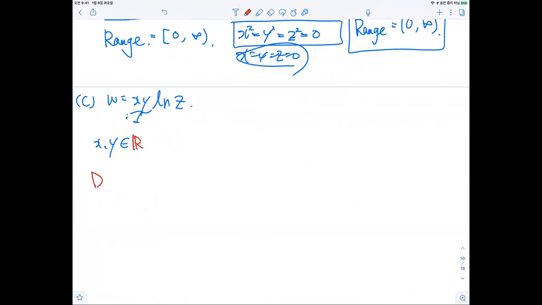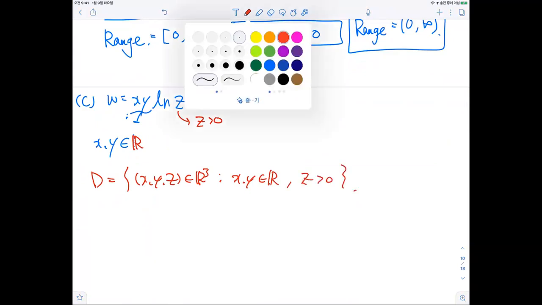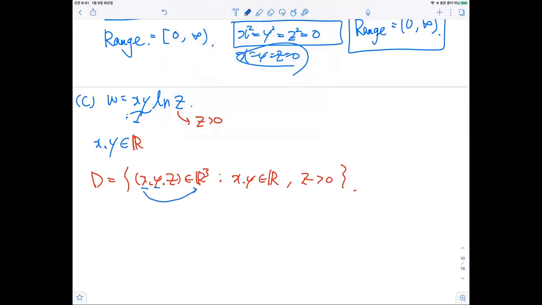Okay, here the domain is x, y, z in R3, and x, y can take any real number and z is positive. Actually, since we already said x and y are real numbers, we can remove this condition. So we can also write down a simpler form. This is R3 with z a positive number. Any question?